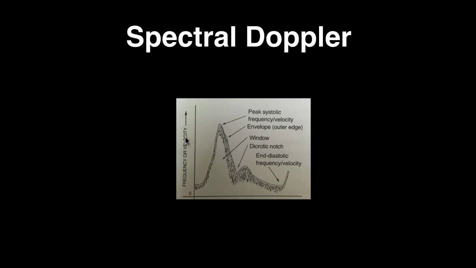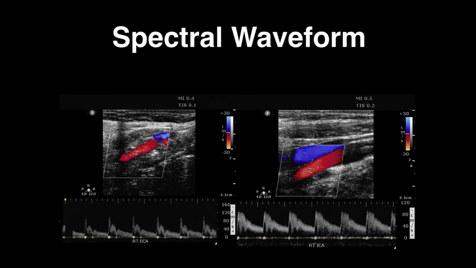So here we can look at the spectral waveform in more detail. On this axis you have frequency or velocity, and on this axis you have time. You can see here that this is the peak systolic frequency or velocity, and you can see as you come down here, you'll end up then at the end diastolic frequency or velocity. So let's look at a clinical example here of two different spectral waveforms.